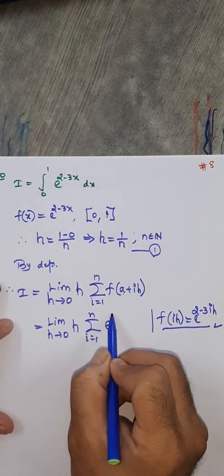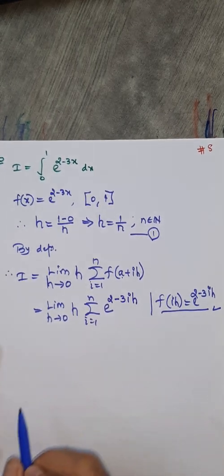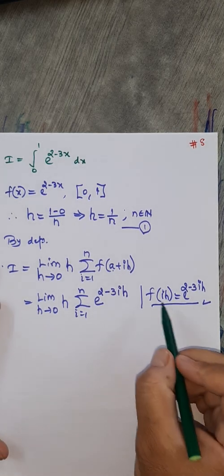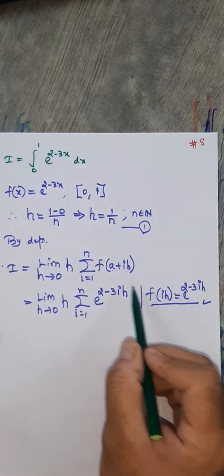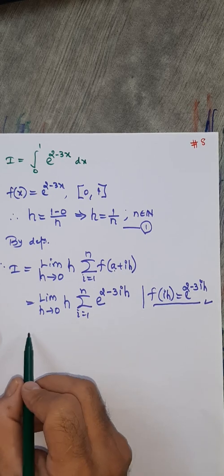So you have e raised to 2 minus 3ih. What's the formula for the function? Just go back to the formula and you will realize. Here, what is f(x)? e raised to 2 minus 3x. But here that inner expression is ih, so e raised to 2 minus 3ih.